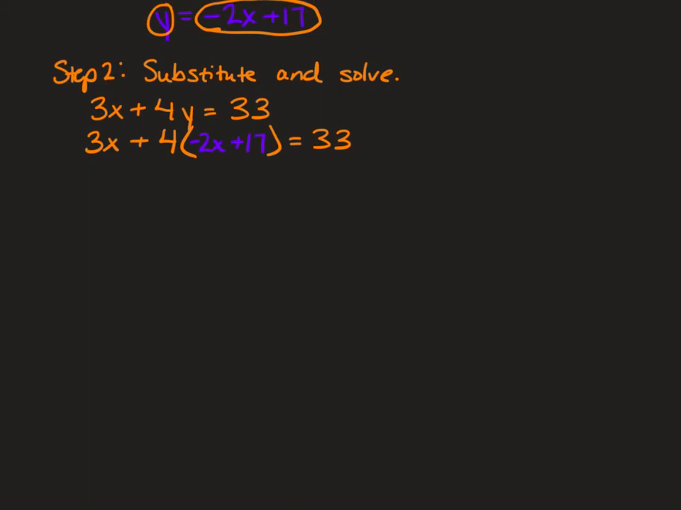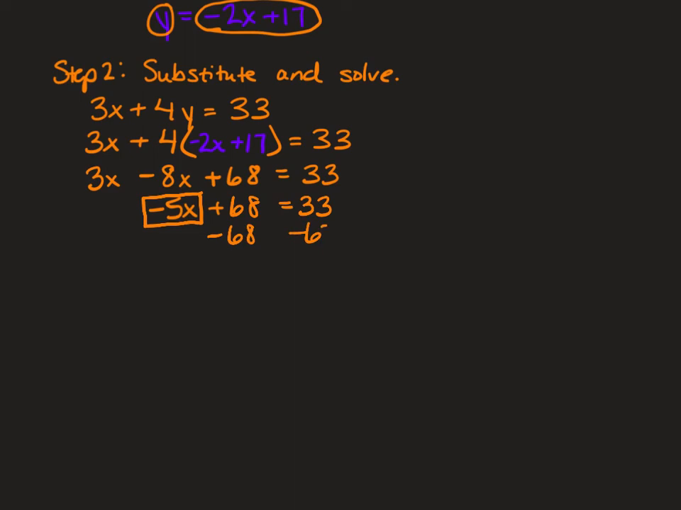To simplify, 4 times negative 2x is negative 8x. 4 times positive 17 is positive 68. And then I can combine like terms on the left side. 3x minus 8x is negative 5x. Bring down plus 68 equal 33. Now I have an equation that I can solve for x. It's a two-step equation. I'm going to box in my x term. It'll take me 2 steps to solve. So I subtract 68 from both sides. I get negative 5x equal negative 35. Divide both sides by negative 5. And x is positive 7.